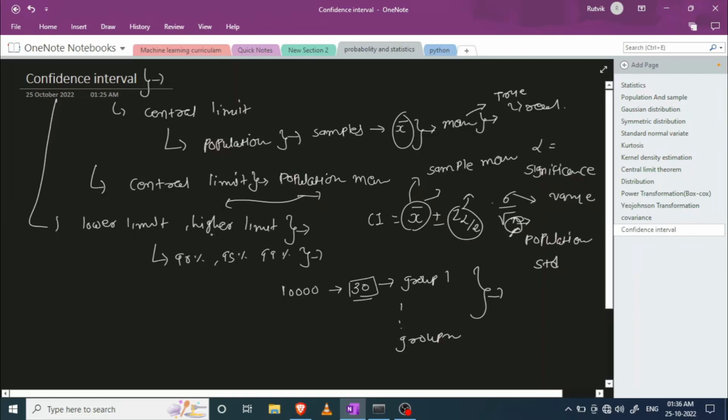Up to this point we have discussed what the confidence interval is, why we use it, and how it is related to the central limit theorem. So let's try to implement this concept in a Jupyter notebook.